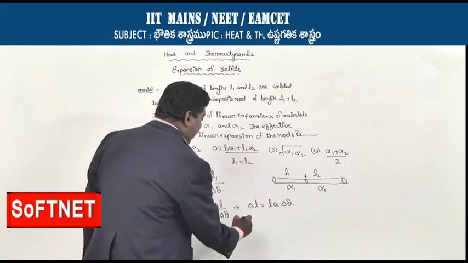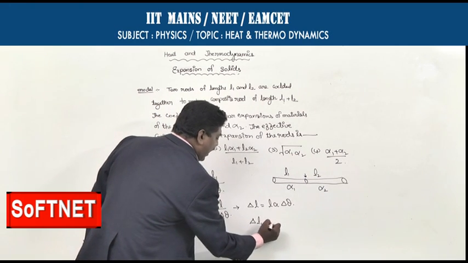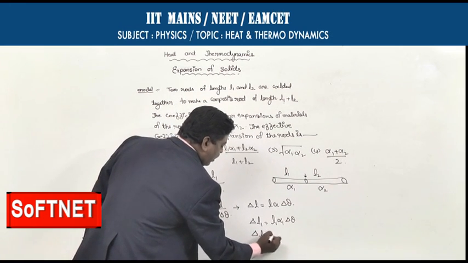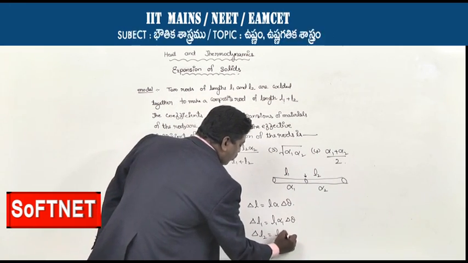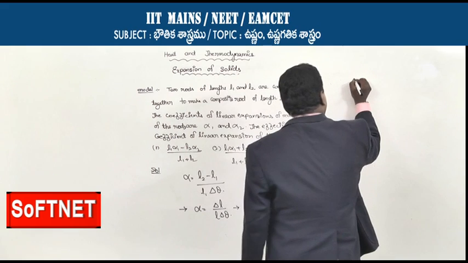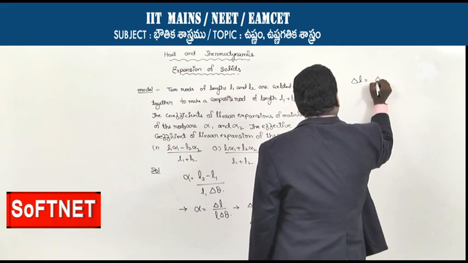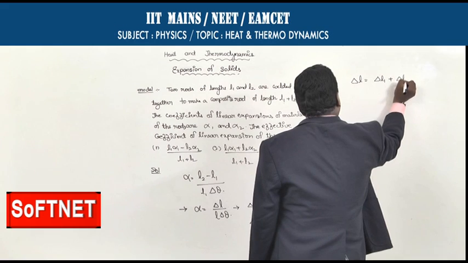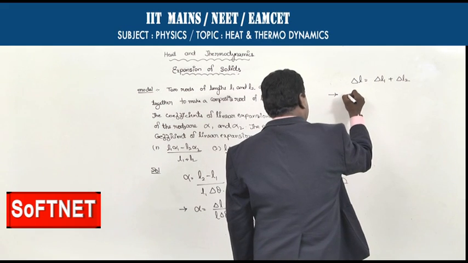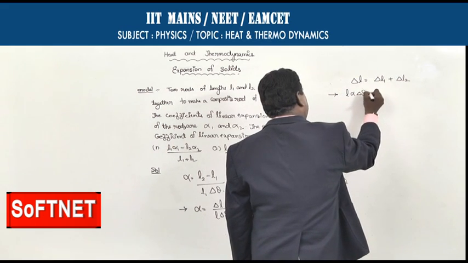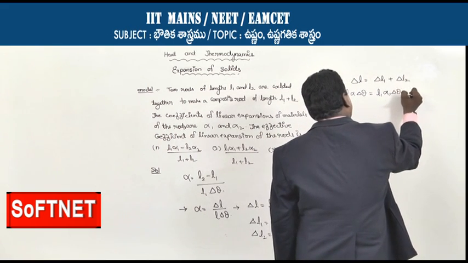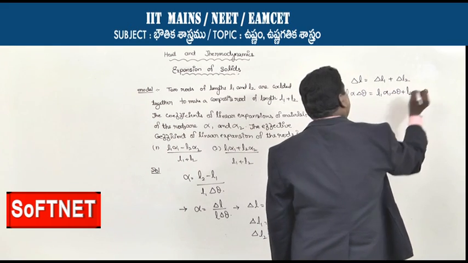For rod number 1, we are having delta L1 is equal to L1 alpha 1 delta theta. For rod number 2, we are having delta L2 is equal to L2 alpha 2 delta theta. Now, total expansion is delta L equals delta L1 plus delta L2. But delta L is given as L alpha delta theta, which is equal to L1 alpha 1 delta theta plus L2 alpha 2 delta theta.